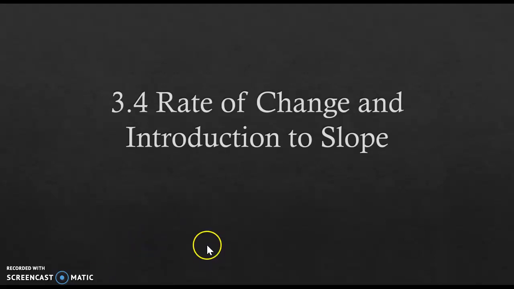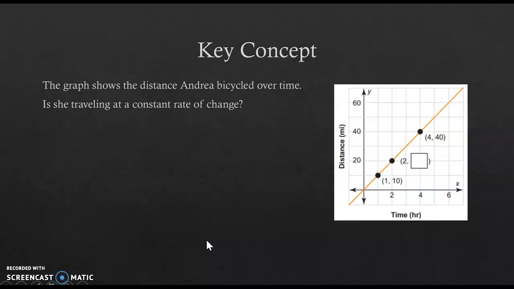So, just to start off, our key concept: the graph shows the distance Andrea bicycled over time. Is she traveling at a constant rate of change? And so rate of change is just how fast are we changing? That's what rate of change means. So we're going to first fill in this box.